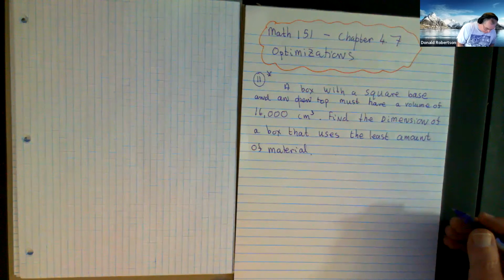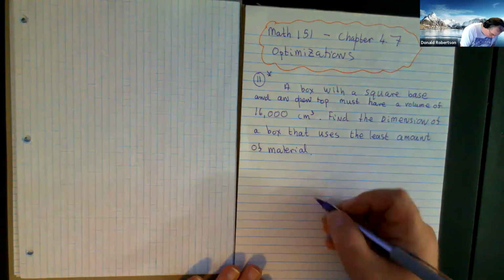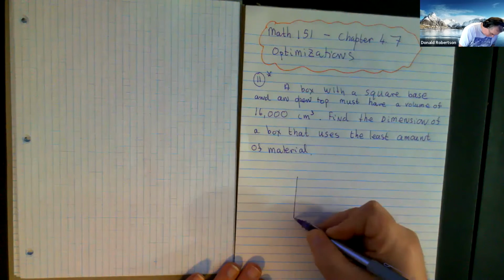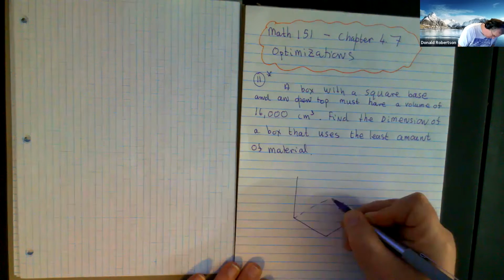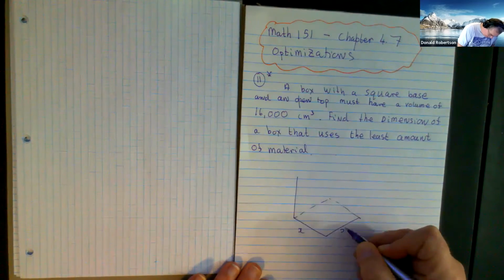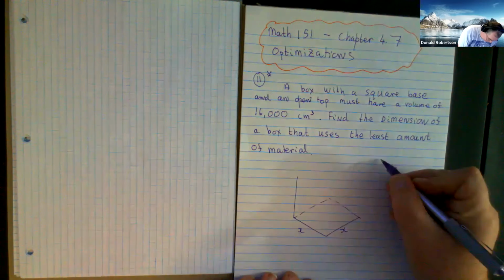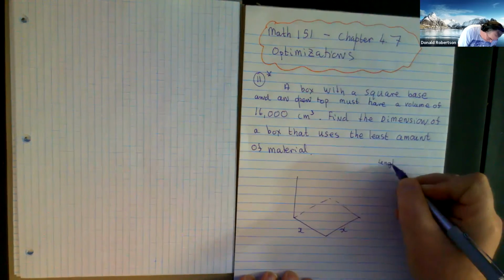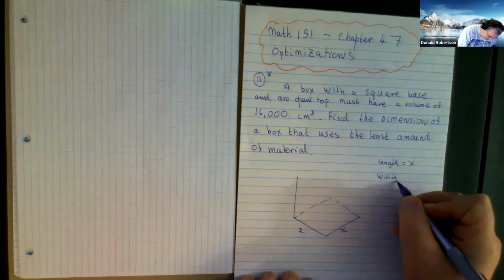So you really have to work on some of these questions. In this kind of question anyway, I would start by trying to draw what it looks like. I'm going to imagine that I have a square base. If you have a square base, wouldn't you call both sides X? Wouldn't you say they were both the same? So I'm calling that X. So the length of my box is X and the width of my box is X.